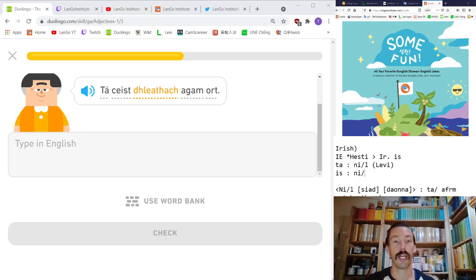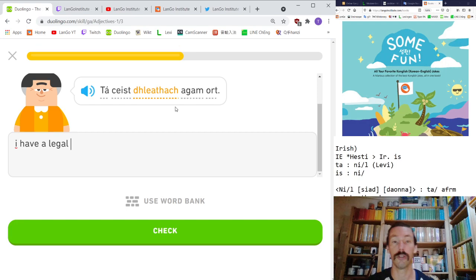Tá ceist dlíthiúil agam. So this mutation is important. It tells me look leftward. That word's going to be included in this phrase. A question that is legal, and then we have new phrases following. I really like this sequence of the prepositional phrases. Agam, at me. Ort, upon you. For on you. Okay, ta there is a legal question. Agam means I have.